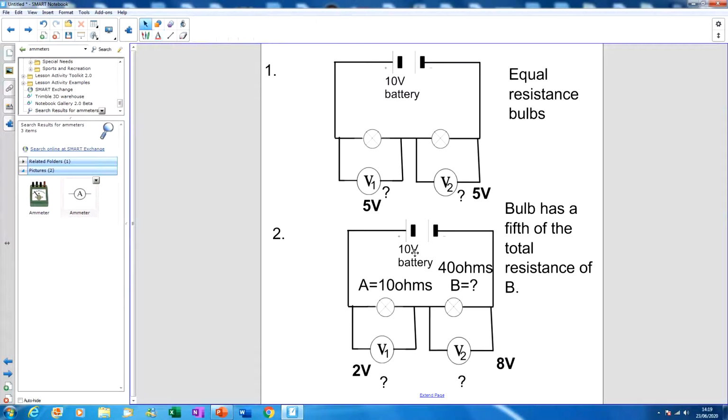And you can check you're right, because the sum of our output voltages should equal our input voltage in this case. So has it worked? 2 add 8 is indeed 10. So we've been able to check our answers ourselves. So this is your first example where the resistances in series are not the same.